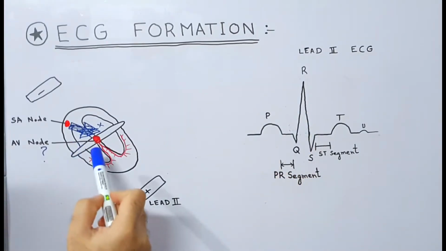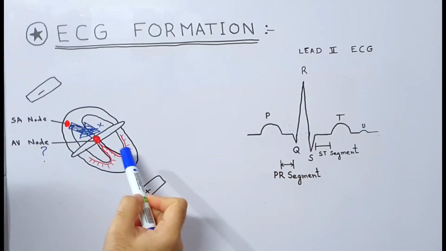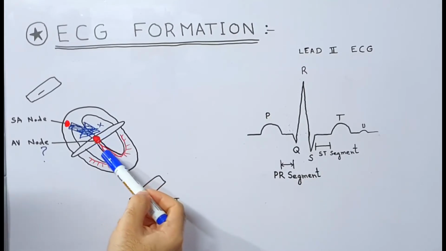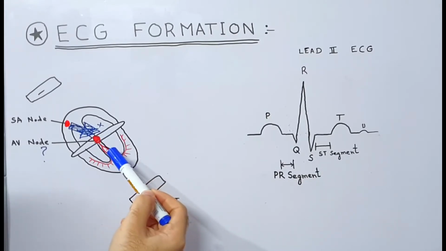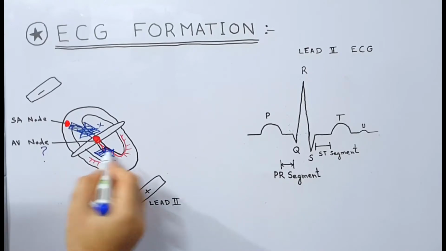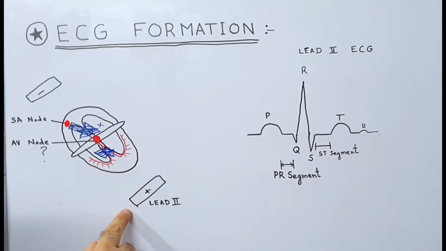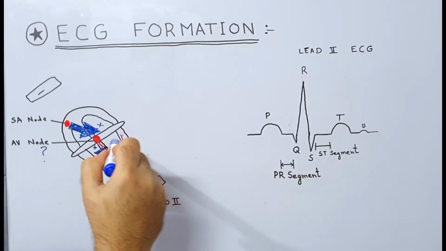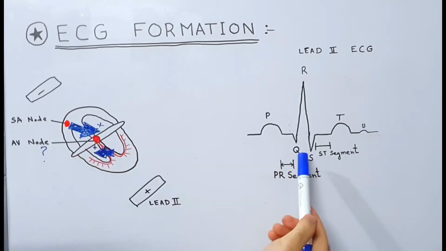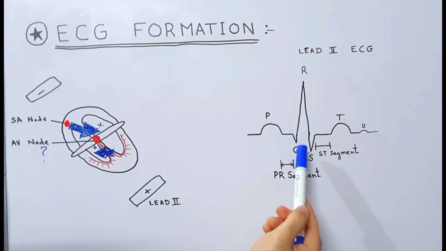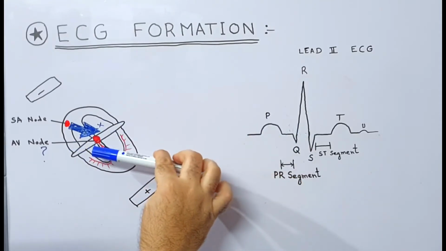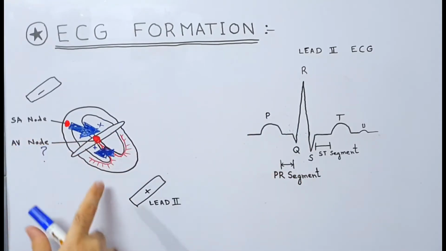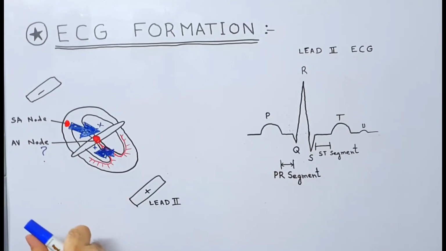Now the current will move in bundle of His and right and left bundle branches. First of all, interventricular septum will be depolarized by the left bundle branch. The vector will be formed in this direction away from the positive electrode. Therefore, a negative deflection will be seen. When the interventricular septum is depolarizing, Q wave is formed, and it is a negative deflection because the resultant vector is in this direction. It is pointing away from the positive electrode of the lead 2.